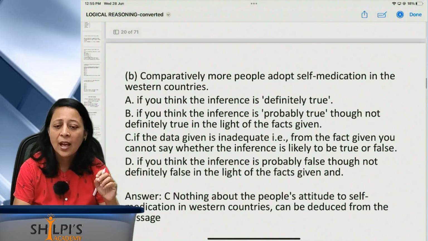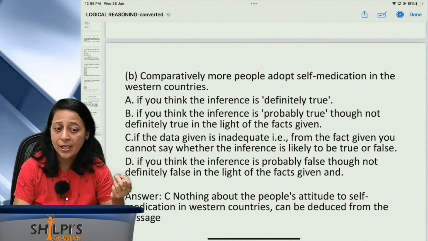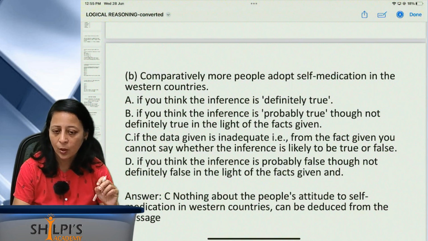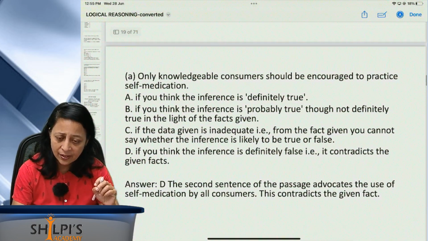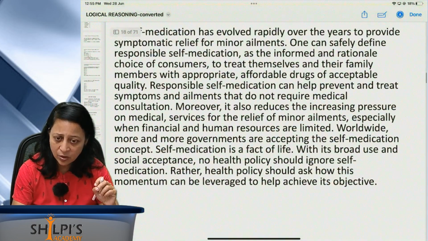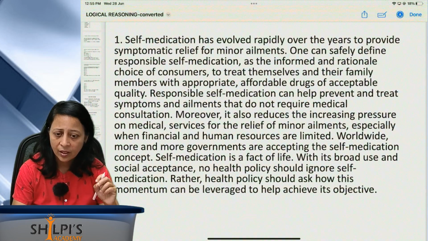Second question. Comparatively, more people adopt self-medication in the Western countries. Okay. We will just see this, whether anything has been given towards the Western countries here, that they are approaching it. Anything?